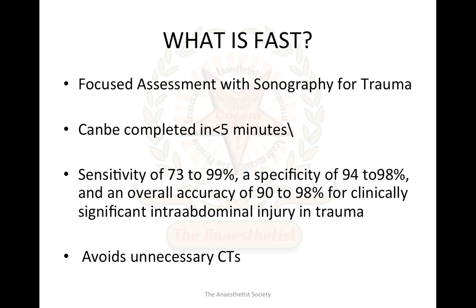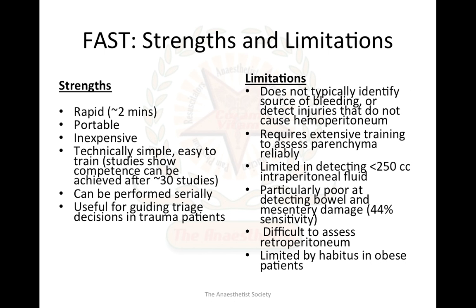Suppose your patient is in ICU and he or she gets some fluctuation in blood pressure, you can do FAST and see whether there is any fresh bleed in the abdomen or not. So you can repeat FAST whenever you want. You don't need to send the patient to CT scan to check. So these are the strengths and the limitations of FAST.